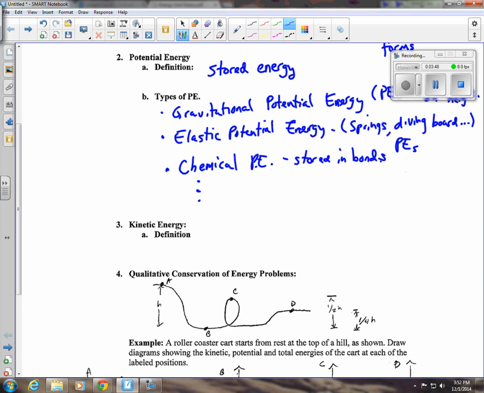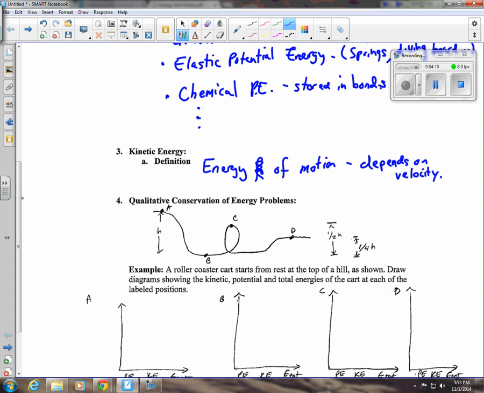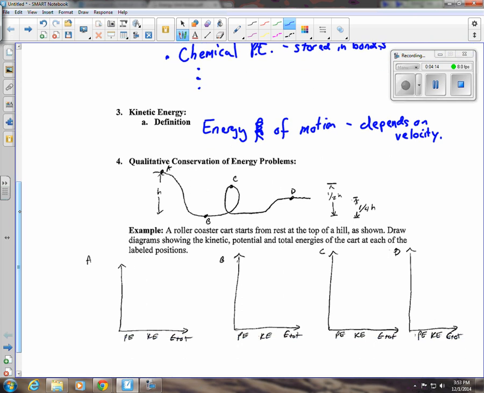Kinetic energy, we know, is energy of motion. And it depends on velocity. The faster something's going, the greater kinetic energy. And we're going to deal with calculating both types, gravitational and kinetic, in a little bit. But for right now, we're going to just talk about qualitative problems, where we just have to see what's going on. So we have an example.